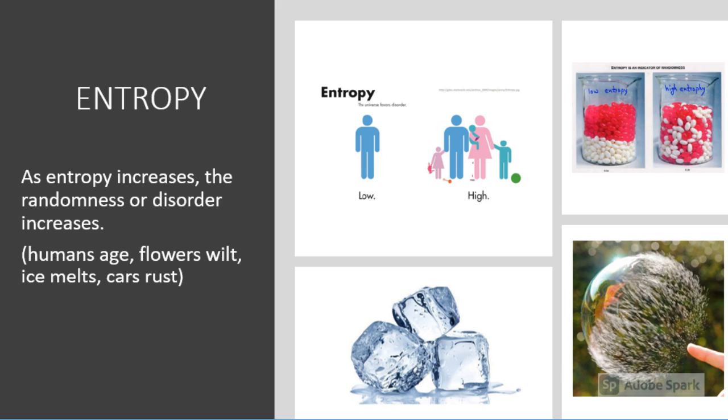When bonds form, the chemical world is creating a more organized system of matter. However, over time, all things tend to become unorganized. This is a concept known as entropy. As entropy increases, the randomness or disorder increases. All things will eventually die, wear out, or fall apart. This is the randomness or disorder I am referring to. Ice melts, humans age, flowers wilt, cars rust.